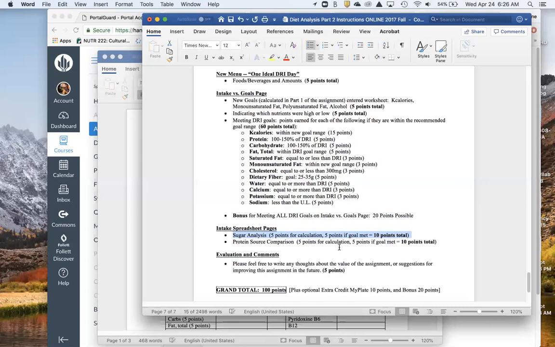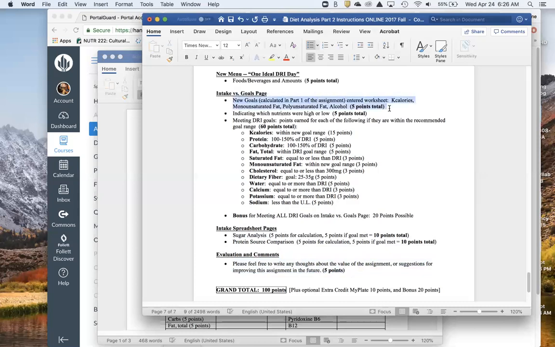The protein source comparison, you're going to get 5 points for calculating what part of your protein came from animal foods and what part came from plant foods. If you have more of your protein coming from plant foods, you're going to get 5 more points. So that's how you can get the max points with the protein, and then you're going to write your thoughts about it for 5 points.